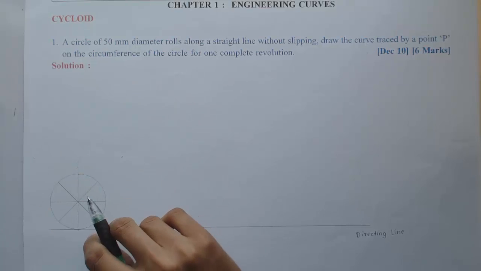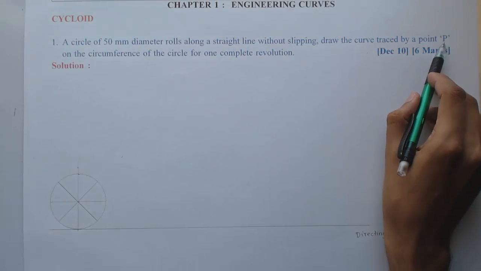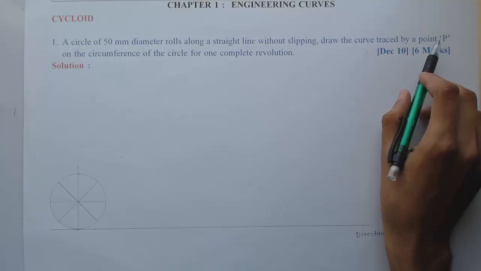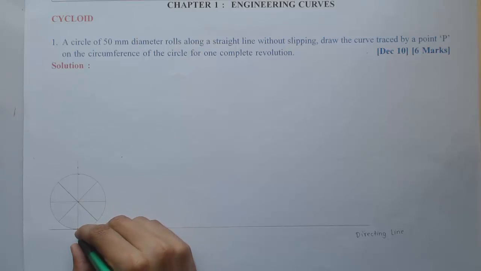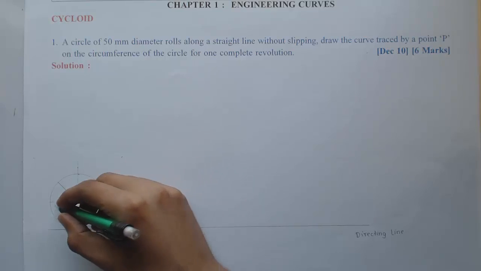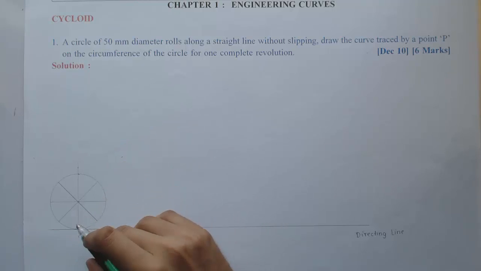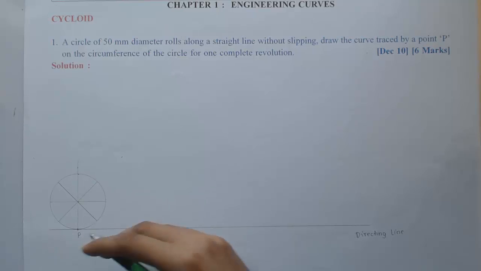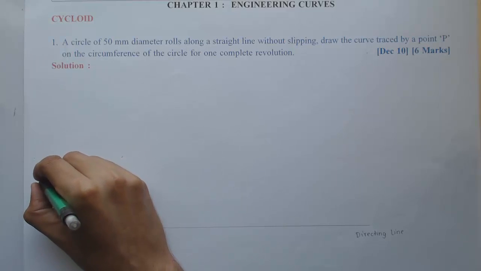should draw the cycloid. Since it is not mentioned in the problem where exactly point P is lying, for assumption we can say that point P is initially in contact with the directing line. It may be given that point P is here or anywhere on the circumference of the circle. But since it is not given, for convenience we can take point P in contact with the ground or directing line. And this circle is called the rolling circle.